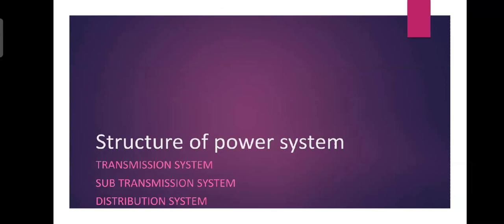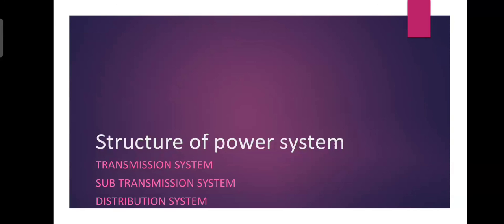So today we have discussed the structure of the power system: how to generate, transmit, and distribute the electrical power from the generation station to the distribution station or the load side. Our structure of power system generally consists of generation, transmission and distribution. Remember three things: generation, transmission, and distribution. Those are the main components of the electric power system.